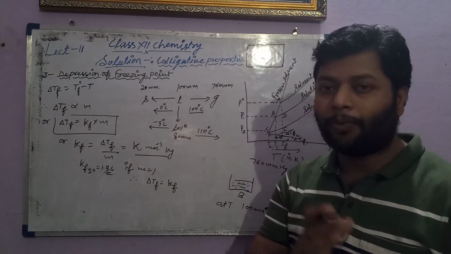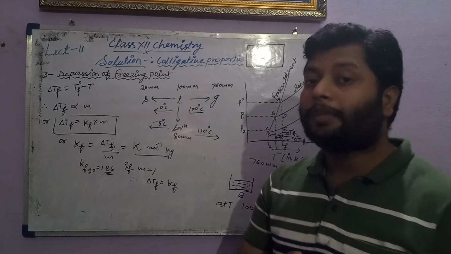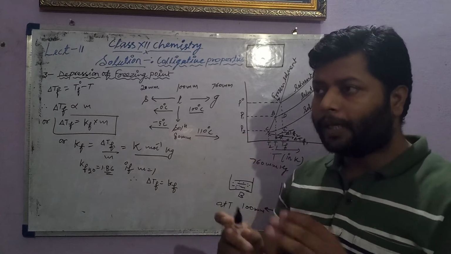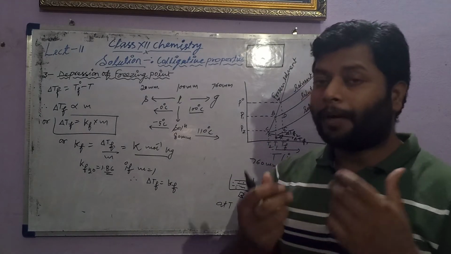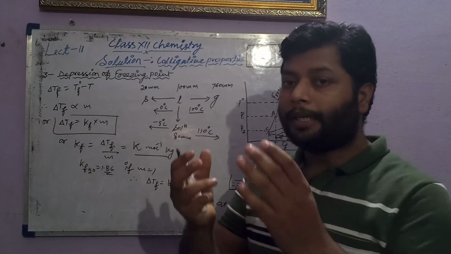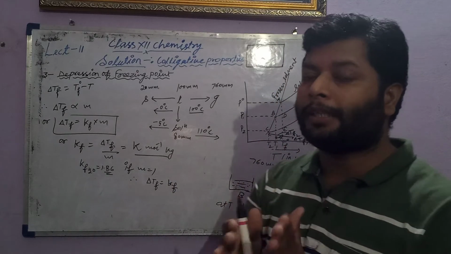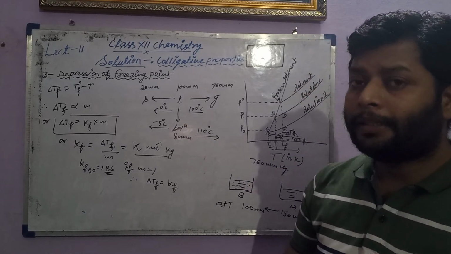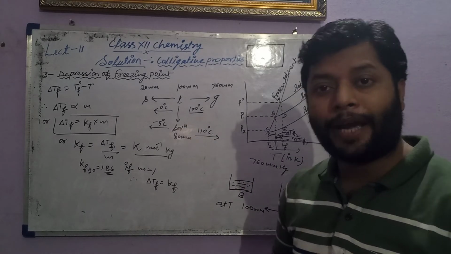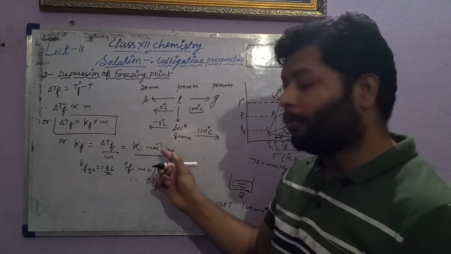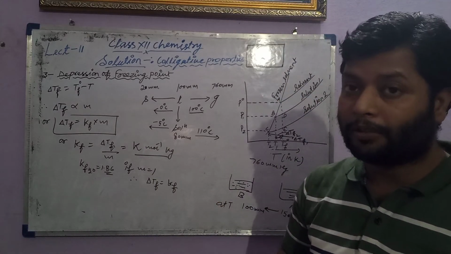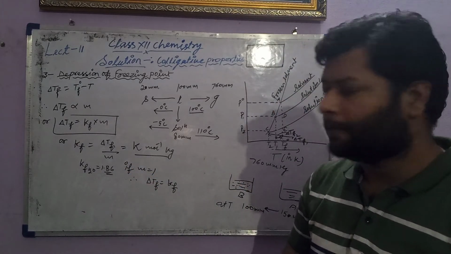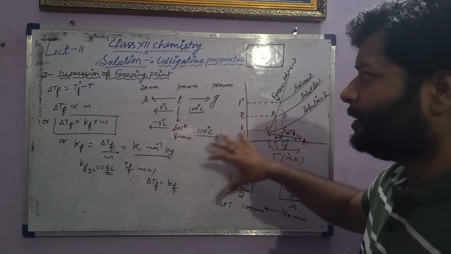For elevation of boiling point, the value is 0.52 Kelvin. So for the same concentration in water, the depression of freezing point is always greater than the elevation of boiling point, because the values are very different. The Kb value is 0.52 Kelvin mole inverse kilogram, and the depression constant Kf is 1.86, so there is a difference because of that. That is all about the depression of freezing point.